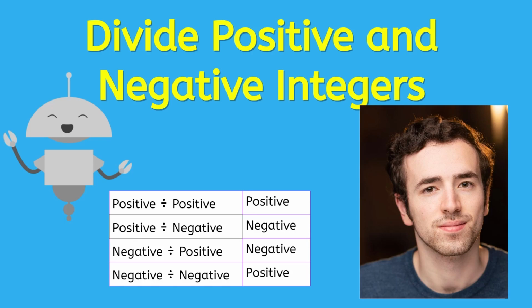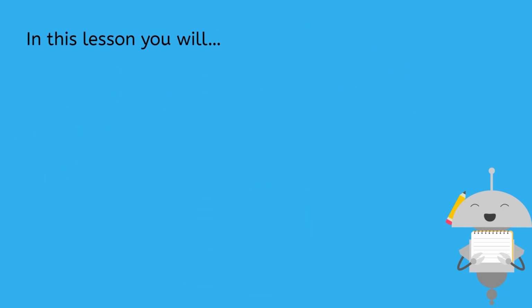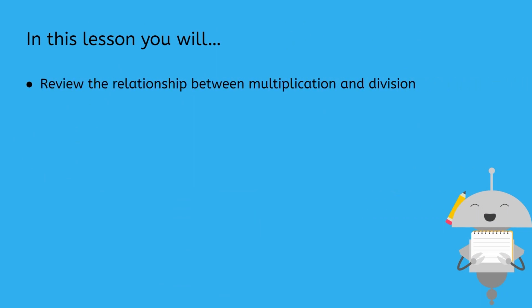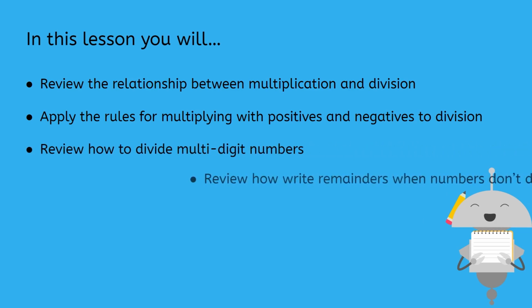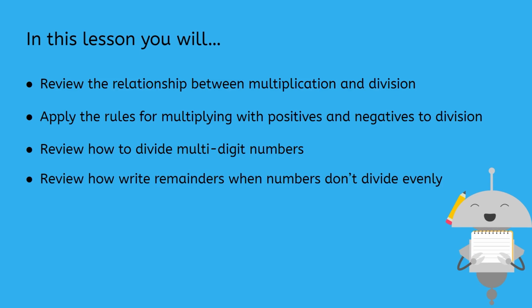In this video, we're going to practice dividing with positive and negative integers. So let's get into it. In today's lesson, we'll review the connection between multiplication and division. We'll apply the rules for multiplying with positives and negatives to division, and then we'll review how to divide larger numbers. Finally, we'll go over how to write remainders when numbers don't divide evenly.